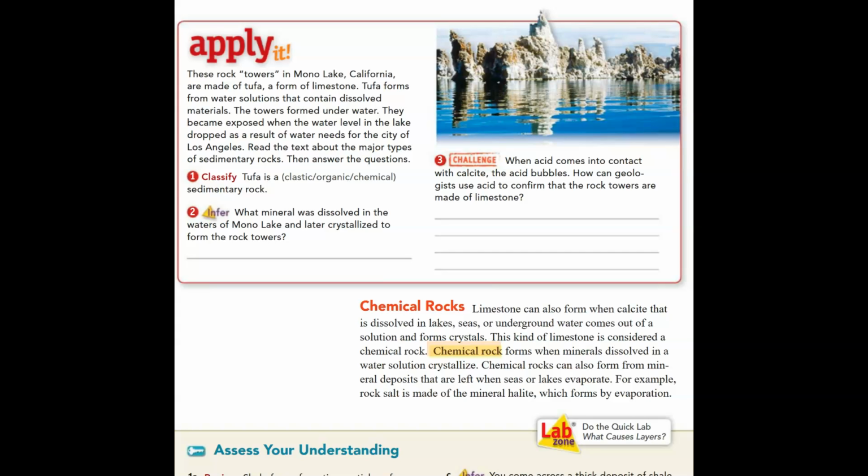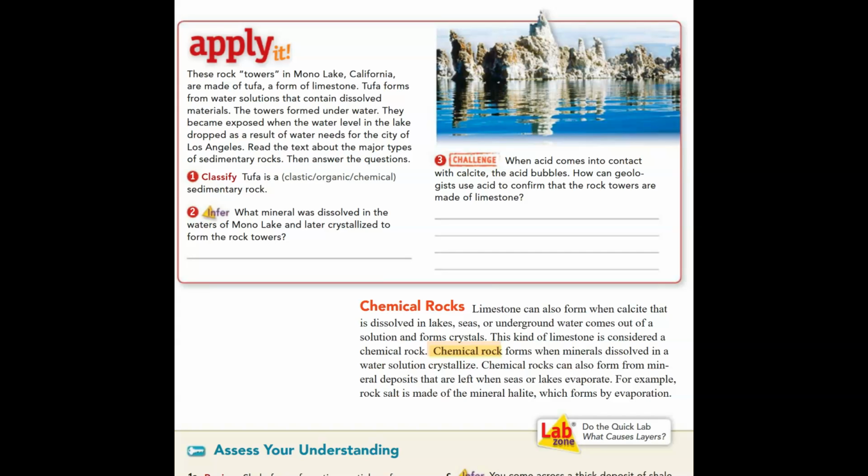Apply it! These rock towers in Mono Lake, California are made of tufa. Tufa, a form of limestone. Tufa forms from water solutions that contain dissolved materials. The towers formed underwater. They became exposed when the water level in the lake dropped as a result of water needs for the city of Los Angeles.